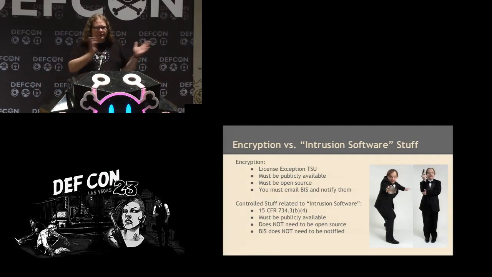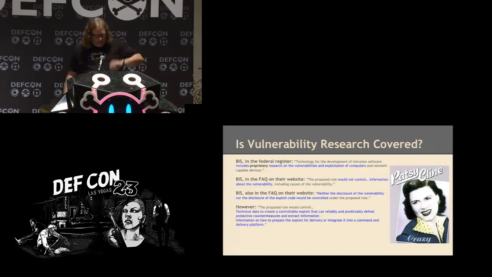The whole public sphere is kind of removed from the picture, and it's really private transactions that end up getting controlled. The next question is, what about vulnerability research? Is vulnerability research covered? When you disclose a vulnerability to a vendor, is that covered? And unfortunately, that's been very unclear, and BIS has actually contradicted themselves on this topic. So in the Federal Register, when they published their implementation, they had some notes that went along with it, and they said technology for the development of intrusion software, that technology control that Colin was just talking about, includes proprietary research on the vulnerabilities and exploitation of computers.